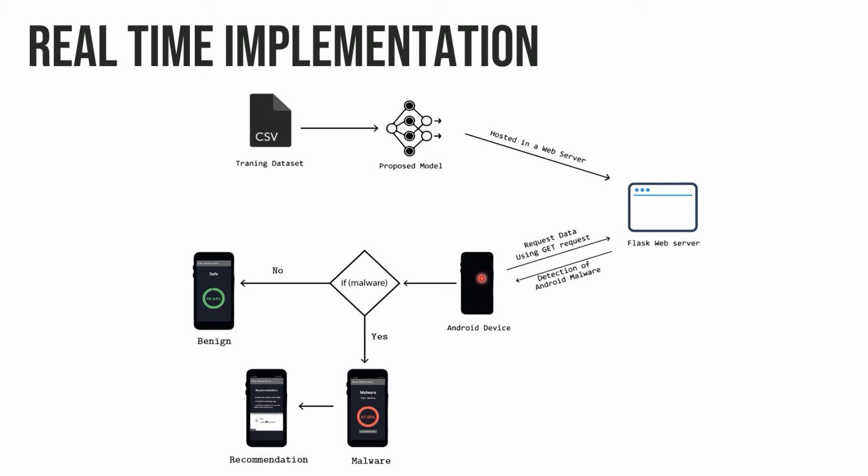So when our application sends the data using a GET request, the server returns the predicted information about the particular sample. If the application is malicious, it shows the type of the malware to the user. It also recommends the user on ways to protect their data and privacy, with information about how to recover from it. And if the sample is detected as benign, the application shows a green signal declaring the app is safe to use.